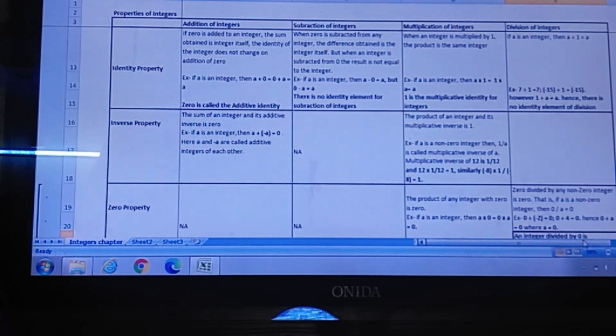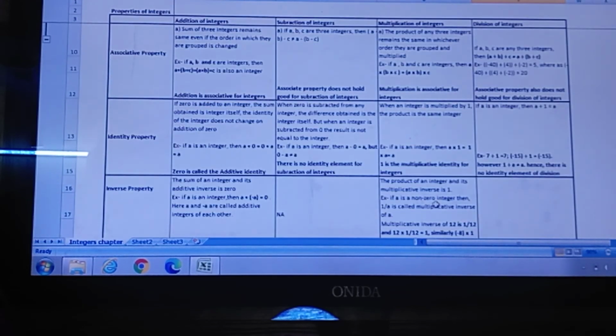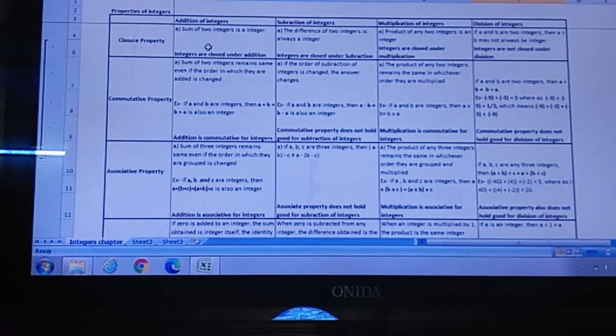So this is the best way we can try to memorize or understand the principles or properties of integers. This is a table which can be helpful, which I will upload to the YouTube channel. Please go through this and use it for your exams.